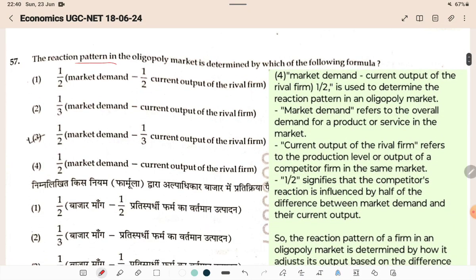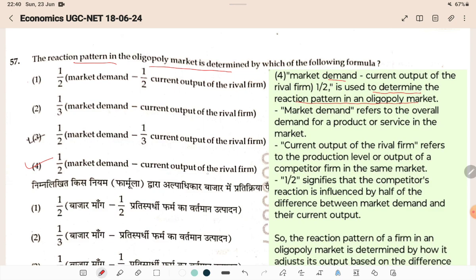The reaction pattern of firms in the oligopoly market is determined by which of the following formulas? So here it is the market demand minus the current output of the rival firm, multiplied by 1/2, which is used to determine the reaction pattern in an oligopoly market. So the fourth will be the right answer, 1/2.